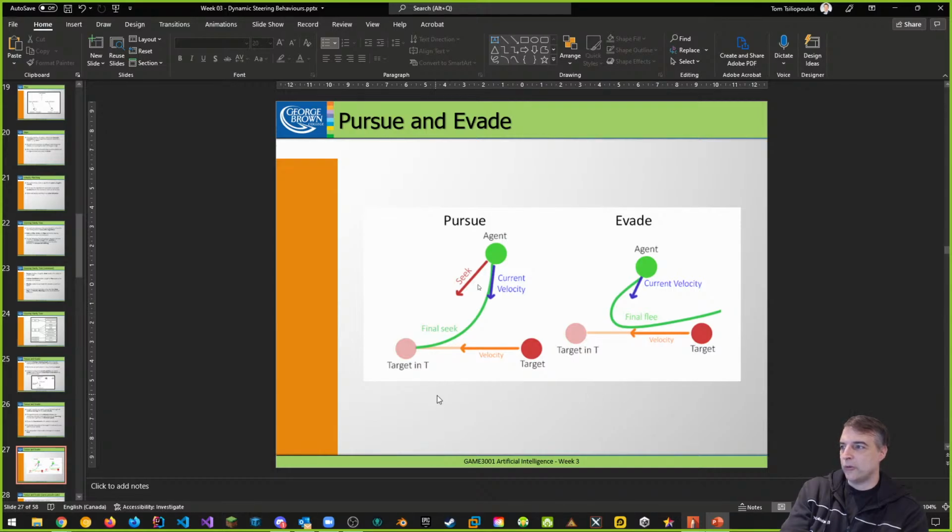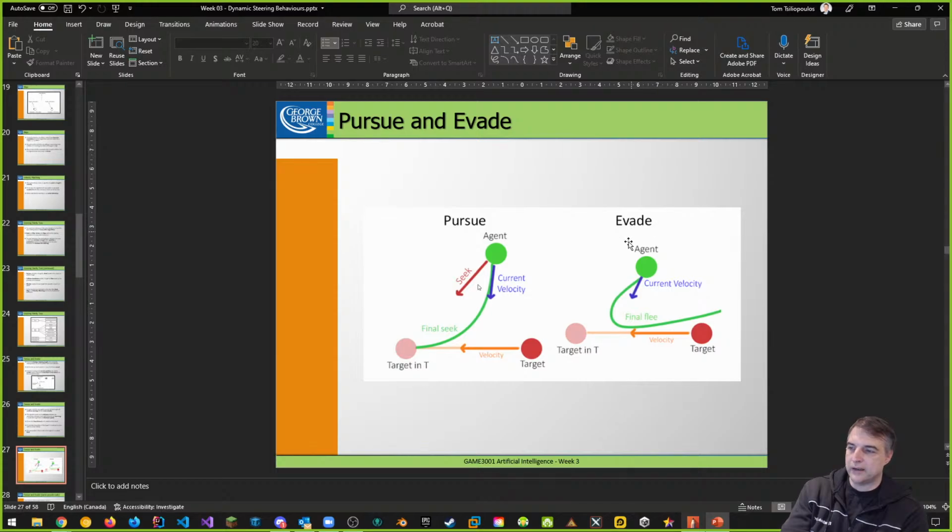And so pursue is a lot different than seek. Here's our agent. Here's our current target. We have a particular velocity for that target. What we want to do is seek in the direction of where it will be in time t, whatever that's going to be. So the final seek behavior is going to look like this, as opposed to looking like this, which doesn't make any sense.